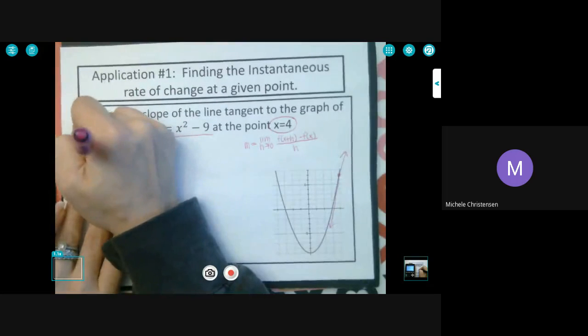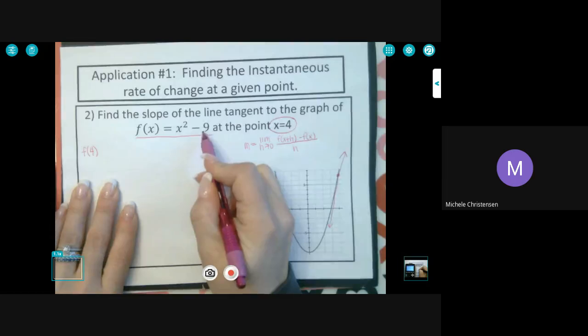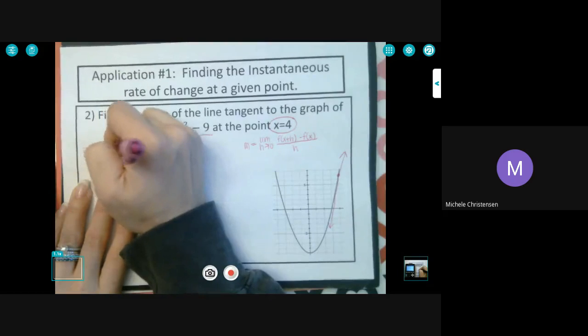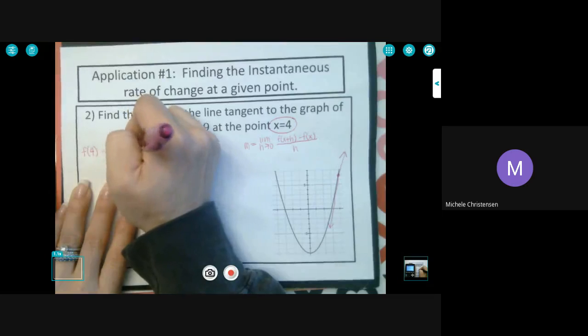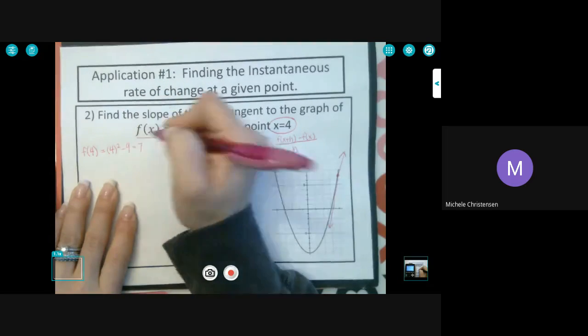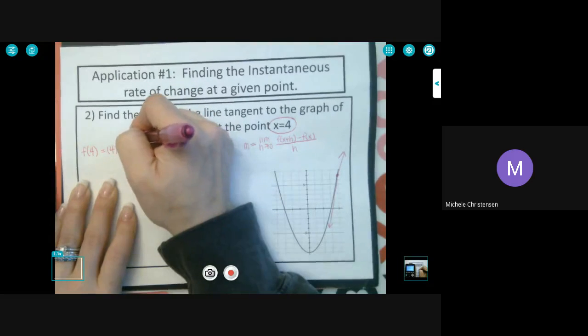So f of 4, we're going to take 4 and plug it in to x squared minus 9. 16 minus 9, we get 7. This is the value we'll be using.